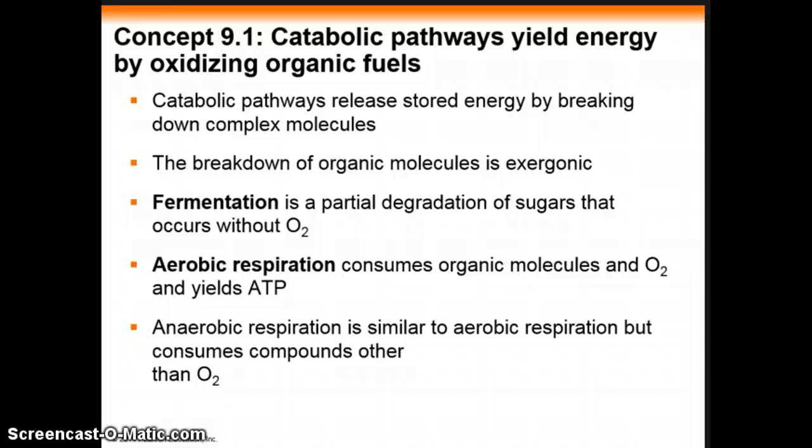We also can have anaerobic respiration, which also can occur without the presence of oxygen. It's similar, though, to aerobic respiration. What is going to be different is that other compounds besides oxygen are used to drive the production and synthesis of ATP. We'll look at each of these things in a lot more detail in the lecture ahead.